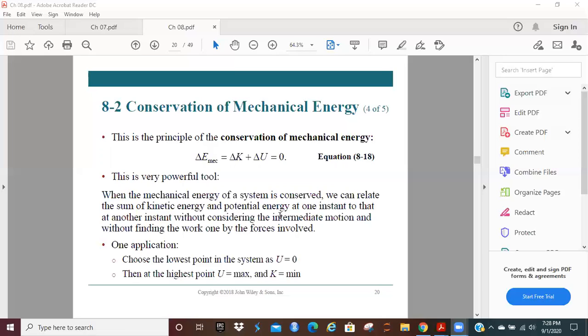One way to do that is to choose the lowest point in the system as potential energy of 0, and then at the highest point the potential energy is at the maximum and the kinetic energy is at the minimum.